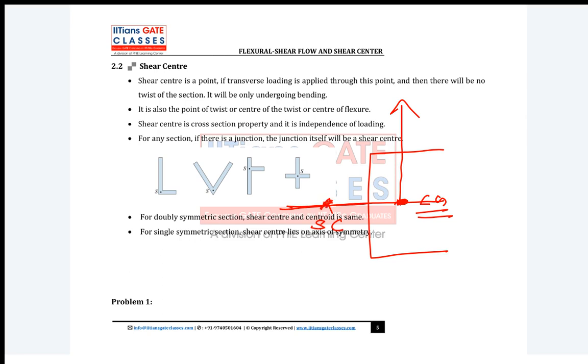Can you apply load here in the air in reality? Because the load has to pass through this section, yes or no? You can apply load on a structure, right? You cannot apply load in air. So if you use your C section, definitely it will bend as well as twist, wherever you apply the load, because for the channel section, your shear center will be outside the section.